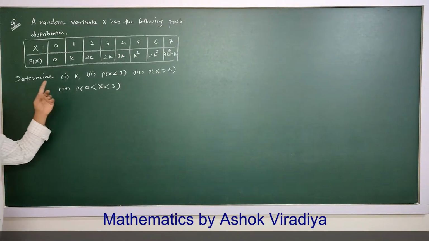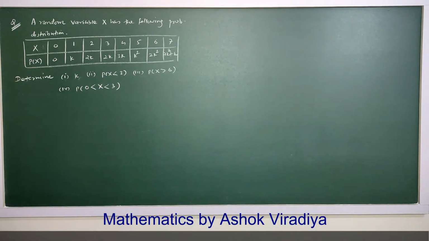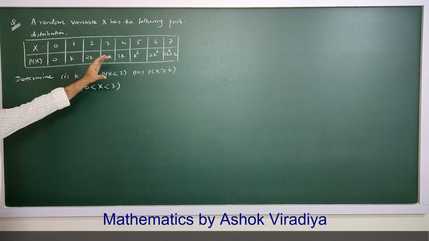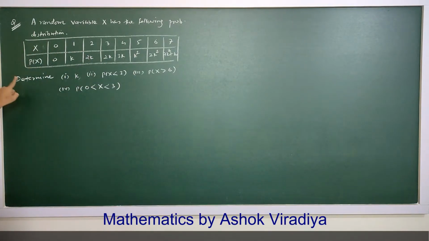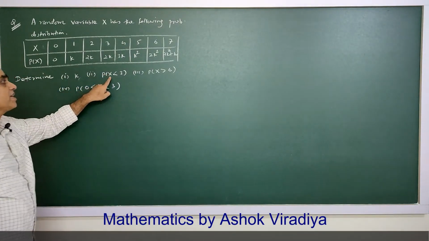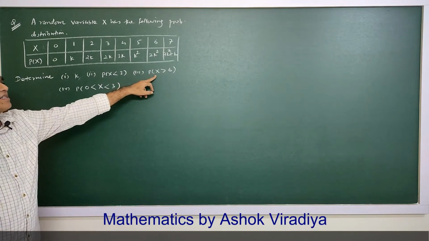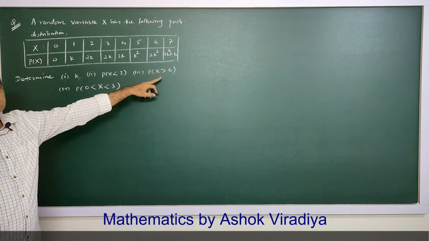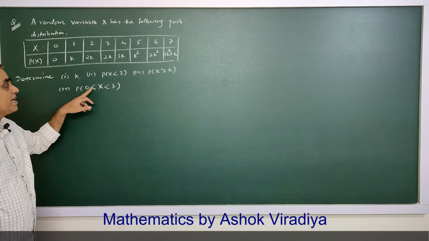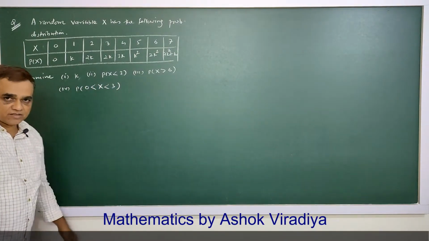A random variable x has the following probability distribution. So here it is given in a table. Now the question is to determine k, the probability that x takes values less than 3, the probability that x takes values more than 6, and the probability that x takes values more than 0 and less than 3.